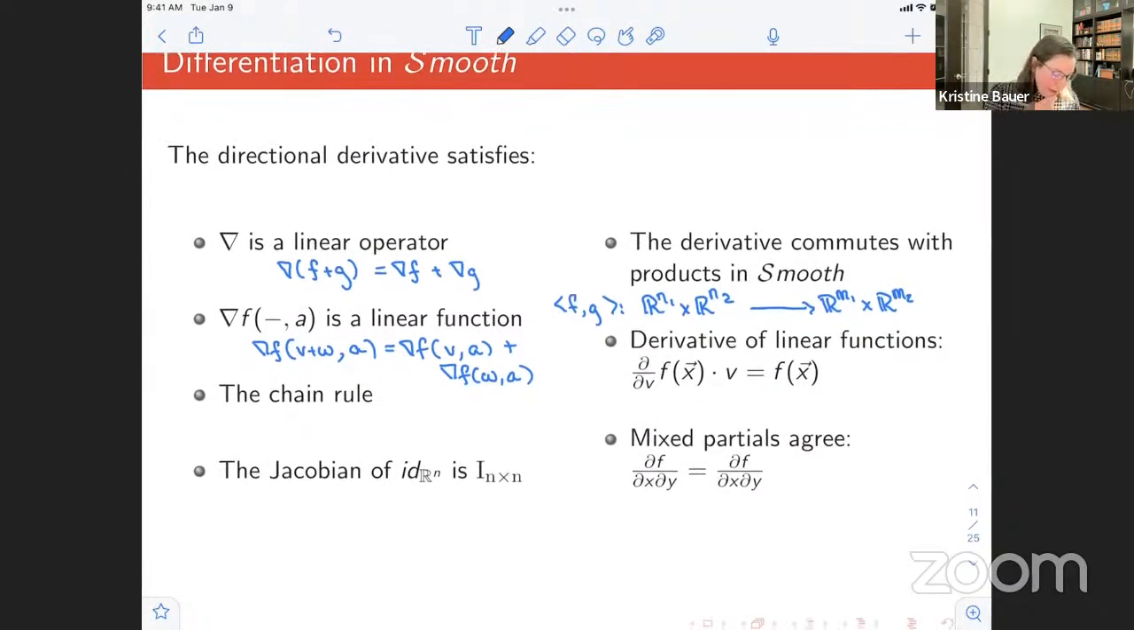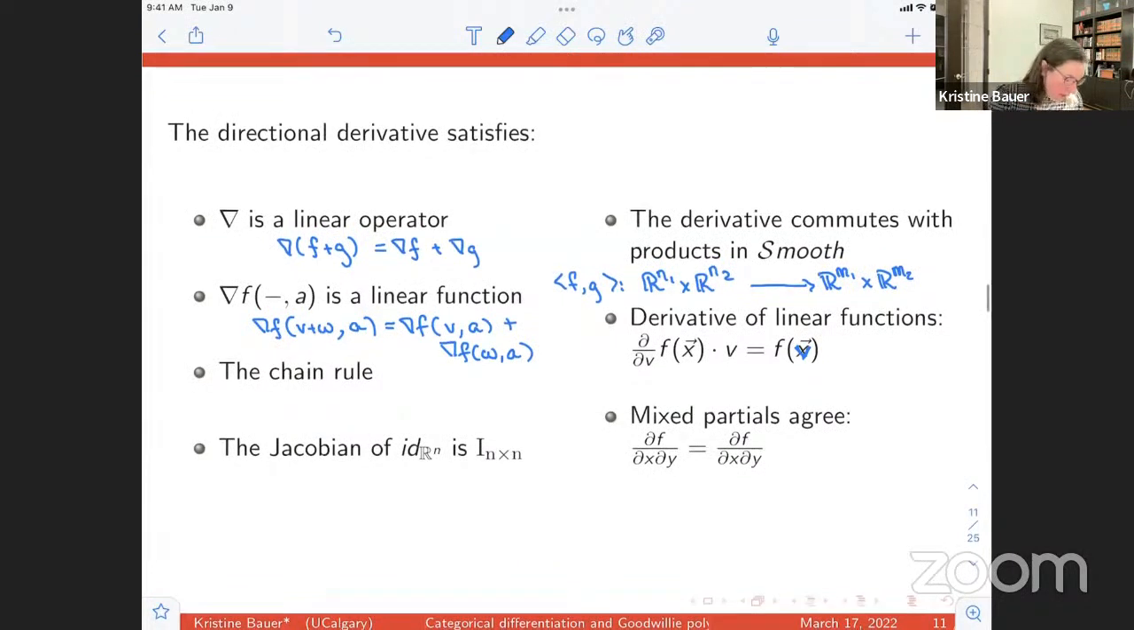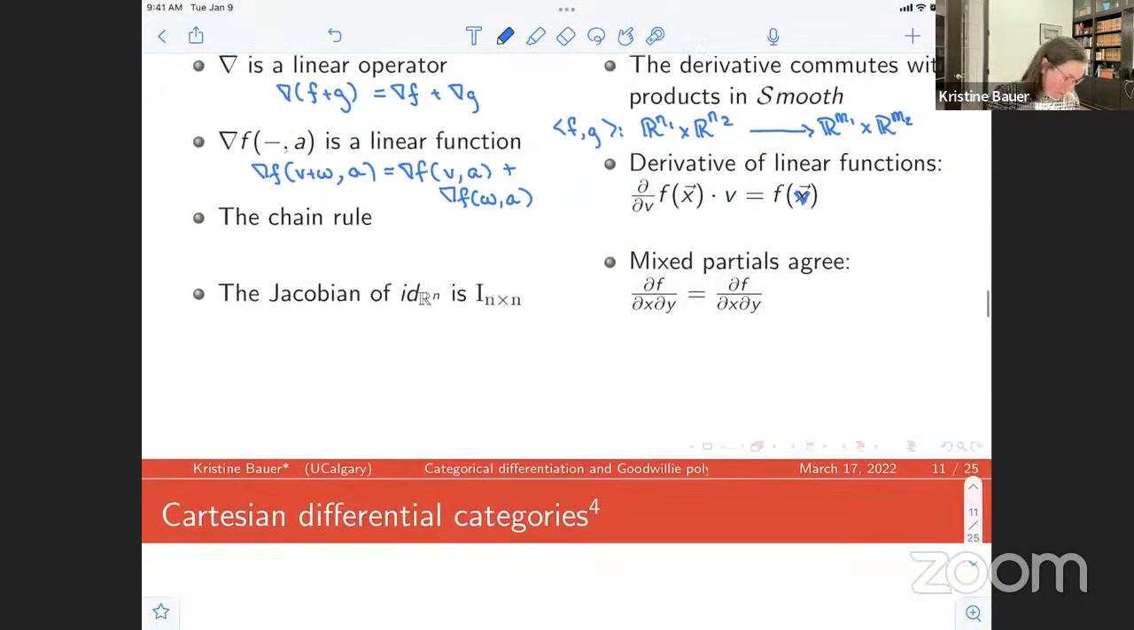The derivative of a linear function, I'm pretty sure that I meant to say here that the derivative of a linear function in the direction v is f of v. I think that's a typo. And we also know that our mixed partial derivatives have to agree. Okay, well, these 7 familiar properties of the Jacobian and of directional derivatives are exactly the 7 properties that are needed to define what it means to be a derivative in a category in general.